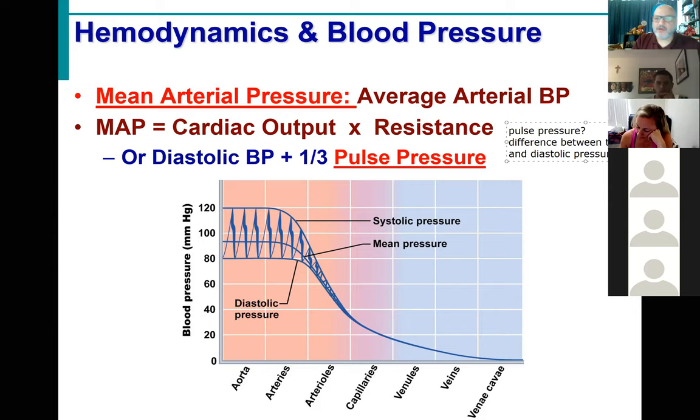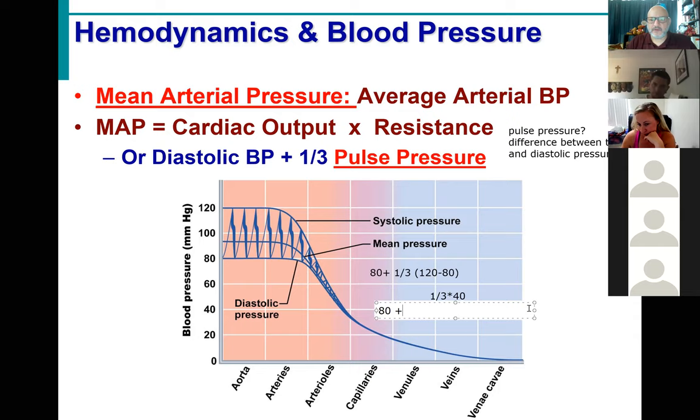For our set here, our diastolic is 80. To that, we are going to add 1/3 of our pulse pressure, which would be 120 minus 80. 120 minus 80 is what? 40. 1/3 of 40 is? Well, you figure out it's about 13.3. So 80 plus 13.3 is 93.3. Absolutely excellent. That is going to equal 93.3. Now, while I don't expect you to be able to calculate your cardiac output and your resistance, can you figure out your mean arterial pressure if you know your systolic and your diastolic?